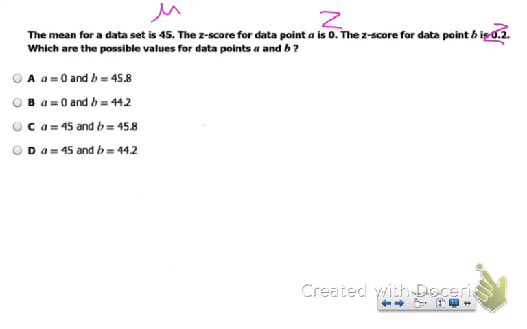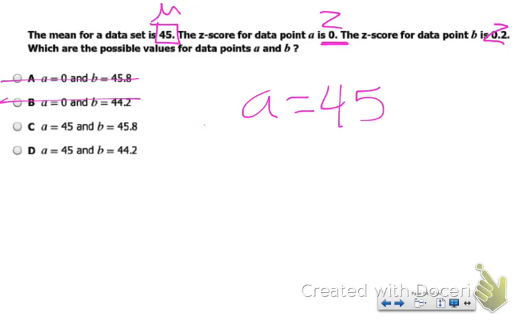Instead, you sort of just have to think about what you know about z-scores. So if the mean is 45, and the z-score for A is 0, remember, z-scores tell us how many standard deviations away from the mean something is. So what that means is that data point A is 0 standard deviations away from the mean. So if it's 0 away from it, A has to be the same as the mean. Okay, so it has to be C or D. We know A has to be exactly 45.